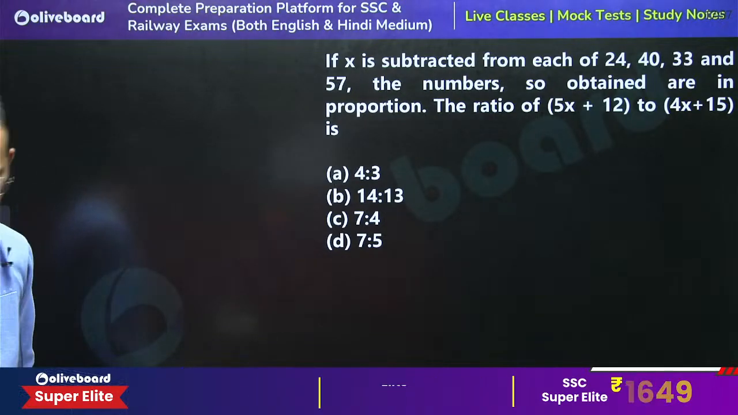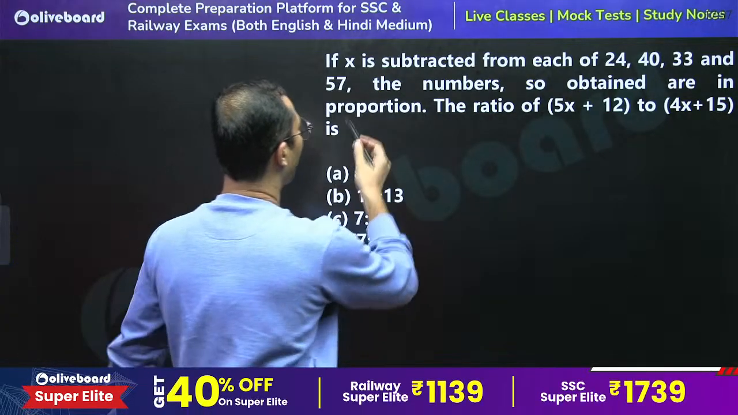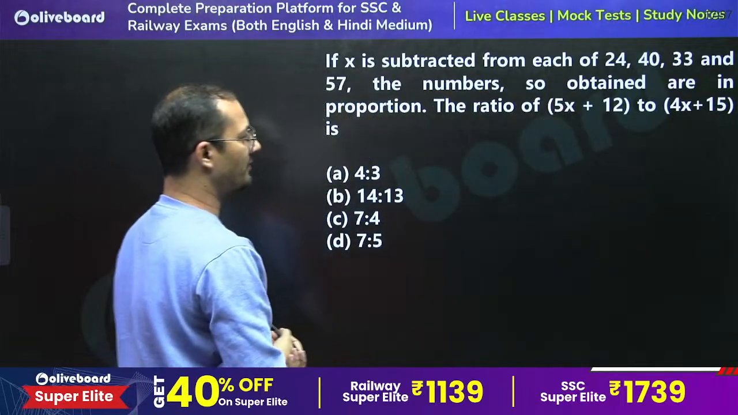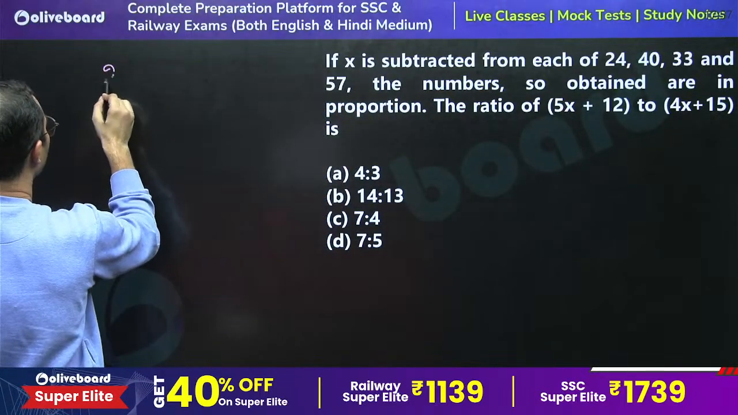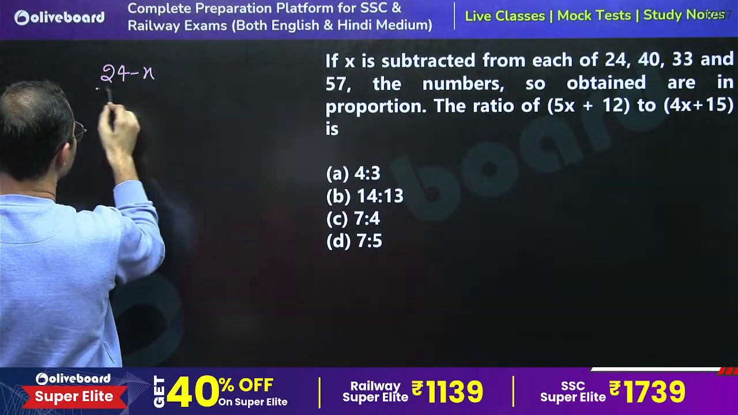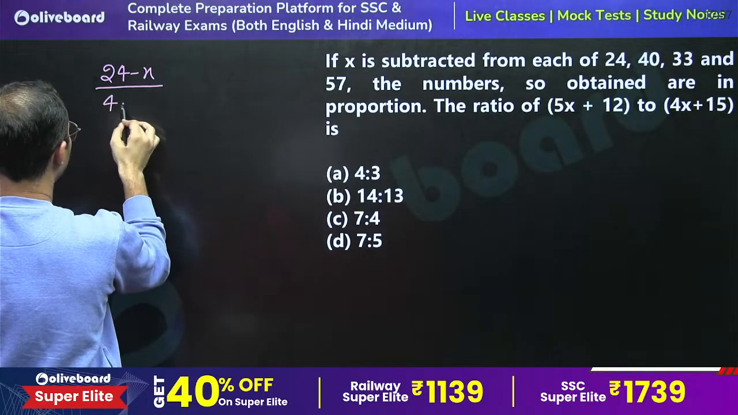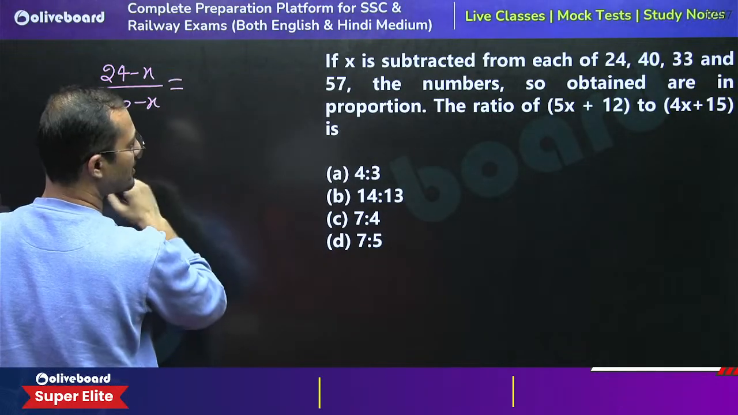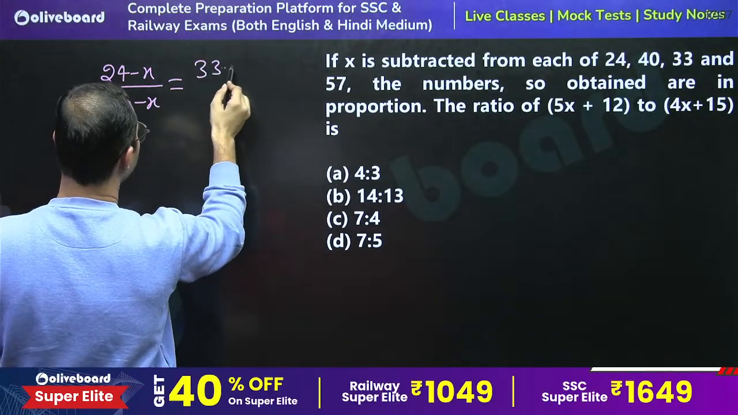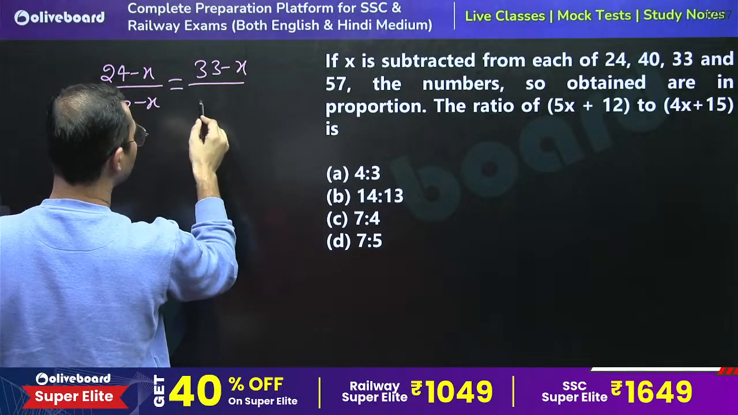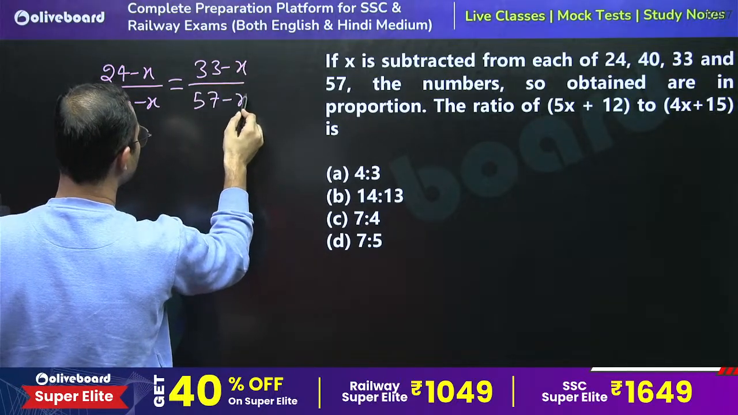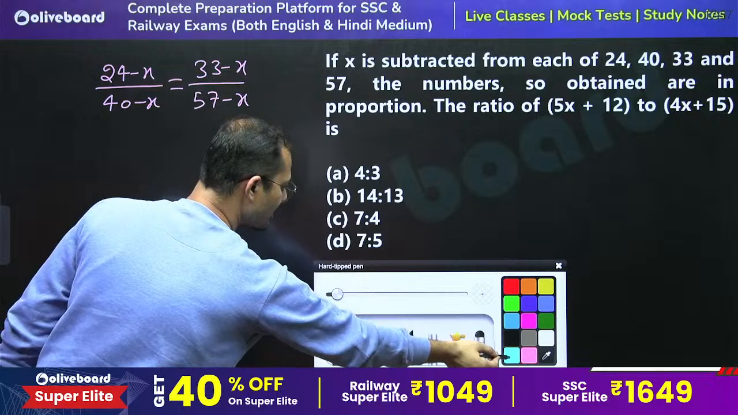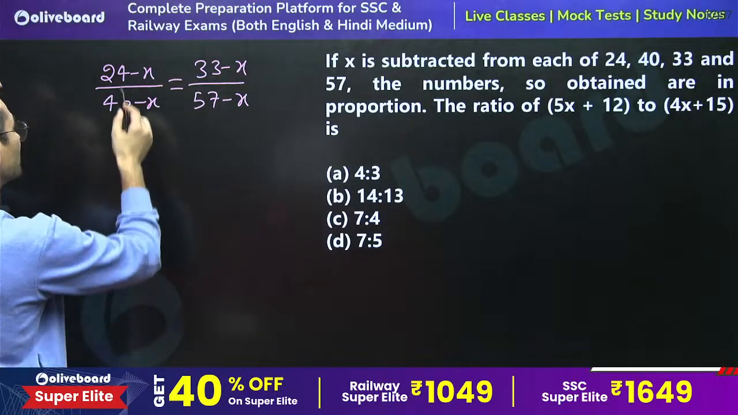Yes, okay, it is okay now. See, x is subtracted from each of these. So we can write it as (24 minus x) divided by (40 minus x) is equal to (33 minus x) divided by (57 minus x). Okay, so take the difference of the numerators.